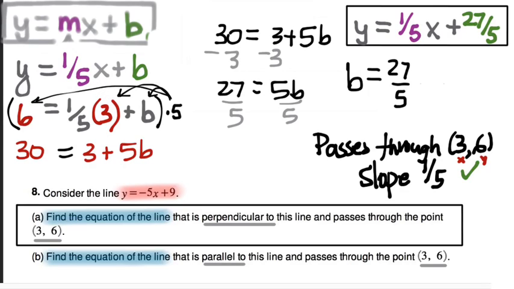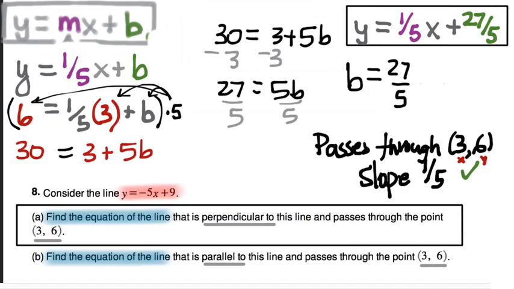If I start with this line y equals negative 5x plus 9, how do I find the slope of a line which is parallel to that one? For perpendicular, we had to take the opposite reciprocal of negative 5. What would we do for parallel? Well, you just leave it because it's parallel to it. Exactly. Two lines which are parallel have the same slope.